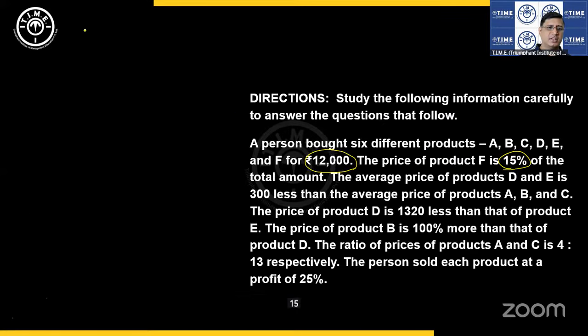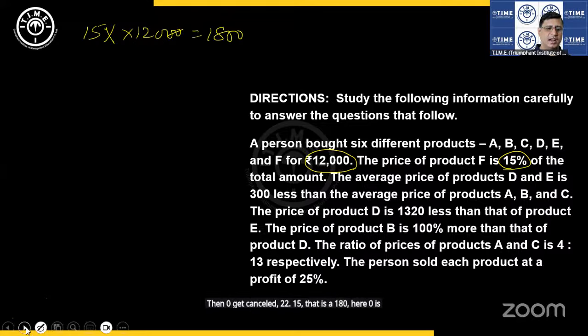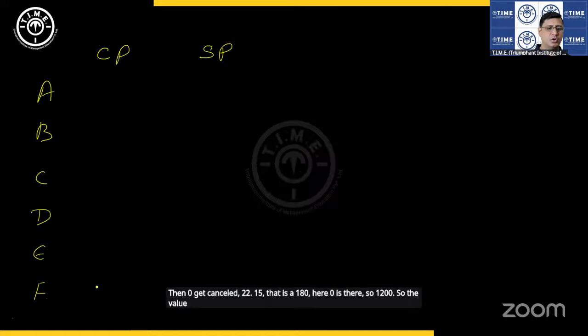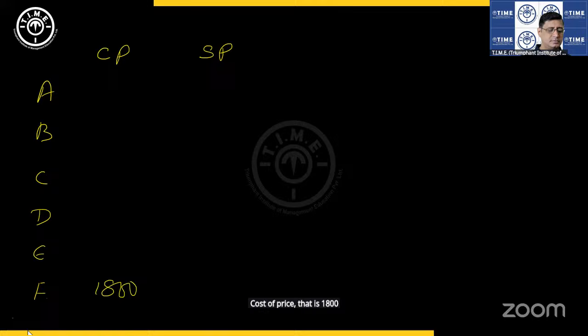15% of 12,000. 15% of 12,000 means the percentage and 0 get cancelled. 12 into 15, that is 180. Here 0 is there, so 1800. So the value of EF is equal to cost price, that is 1800. Okay, now look at the second point.